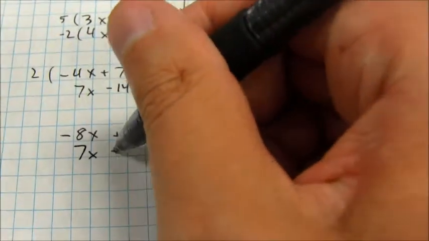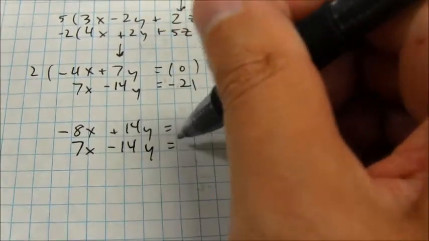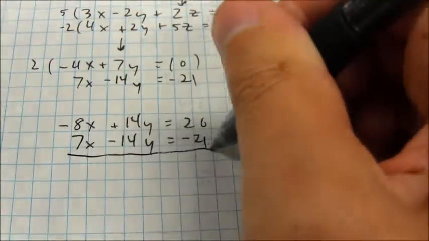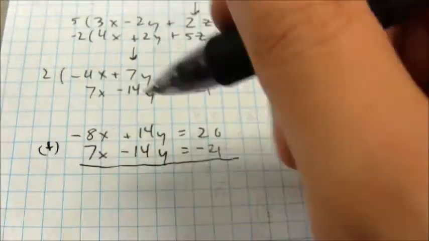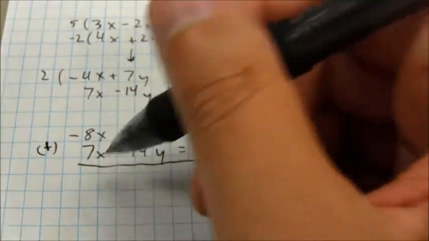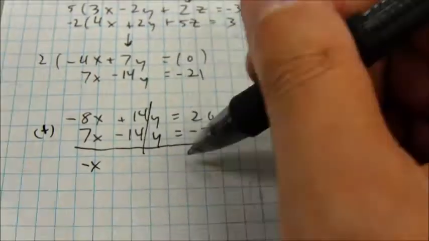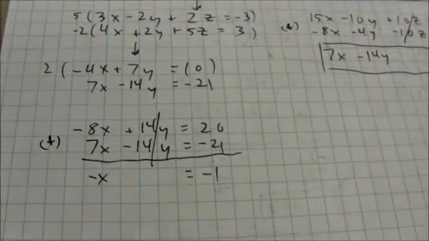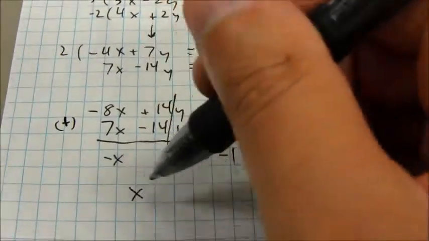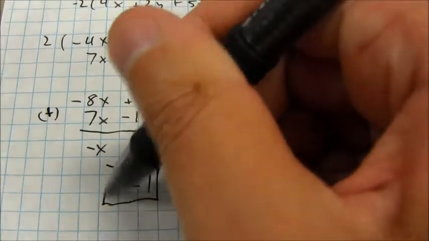Bottom equation, 7x minus 14y equals negative 21. I did not need to change that equation in this case. Again, we're adding two opposites. So that's going to be negative x, y's cancel, it's going to be negative 1. If negative x is negative 1, I can divide both sides by negative 1, x equals 1.